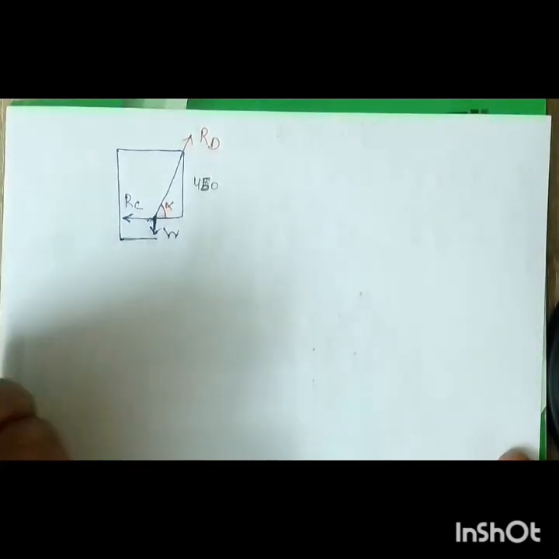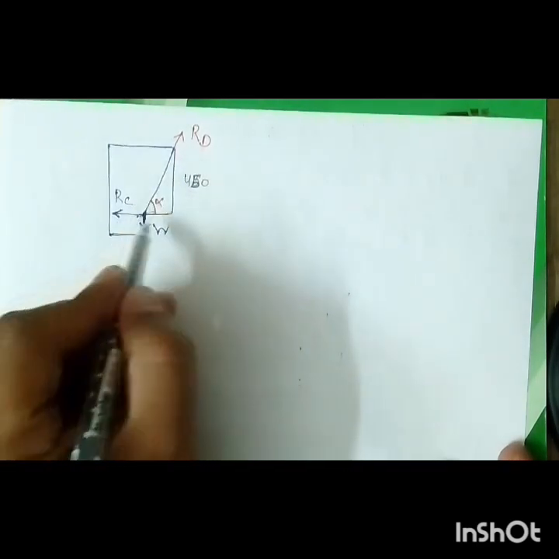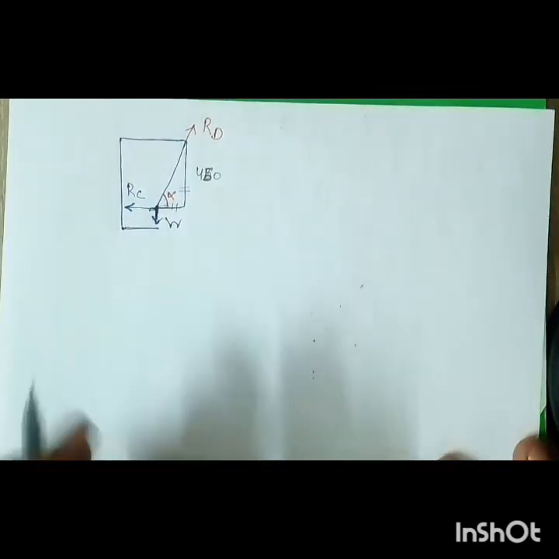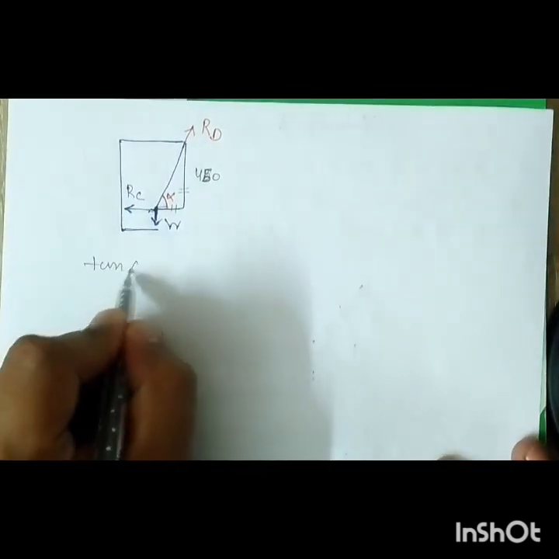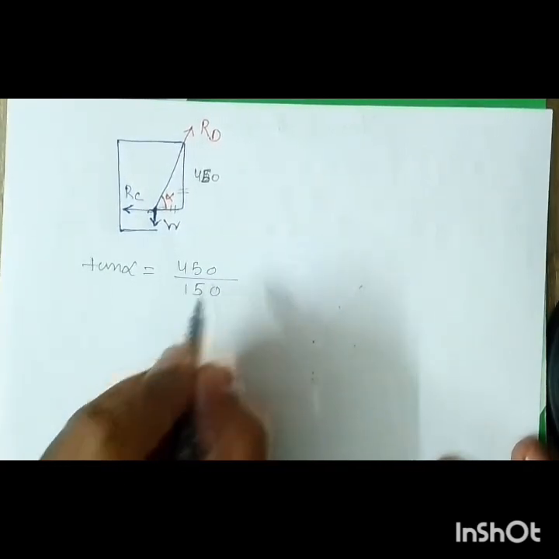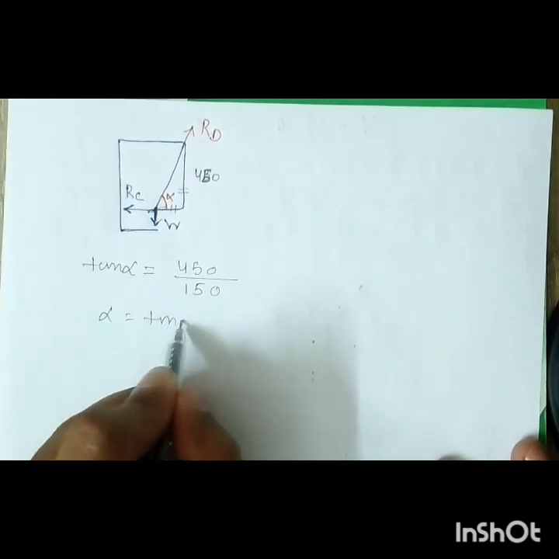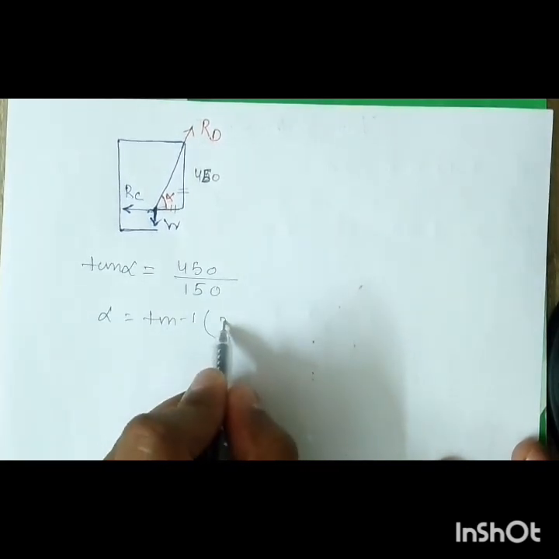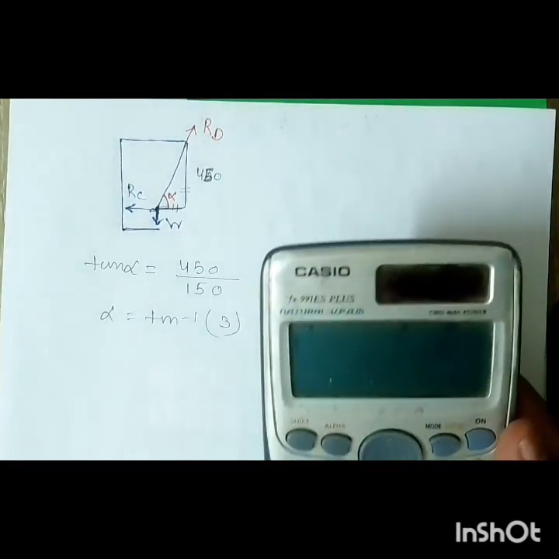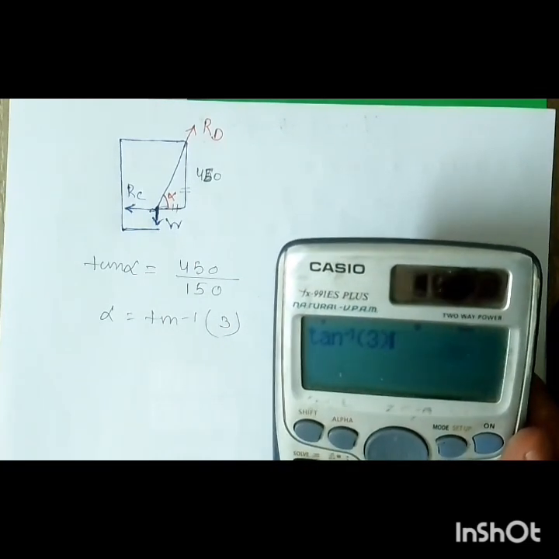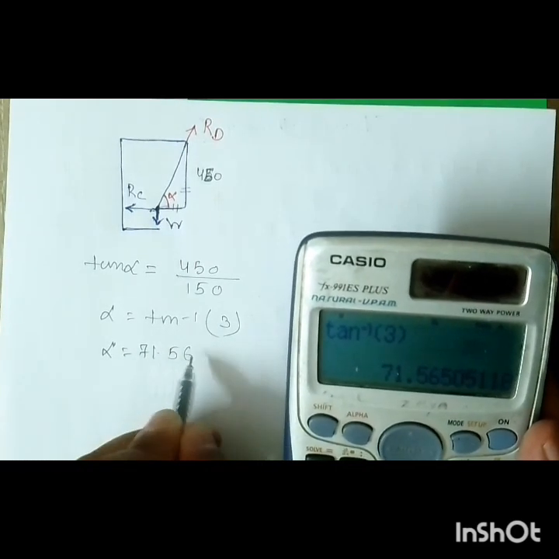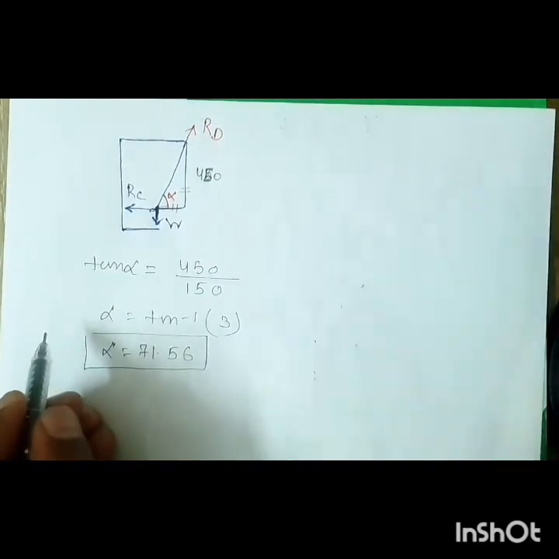This radius is 150. It is given in the question. So if I see this one triangle, in this triangle this is the opposite and this is the adjacent. So we can write that tan alpha is equal to opposite by adjacent, which is 450 by 150. So alpha is equal to tan inverse of 3. So some value will come. We can get this value: tan inverse of 3 is equal to 71.56 degrees. So this alpha you got.